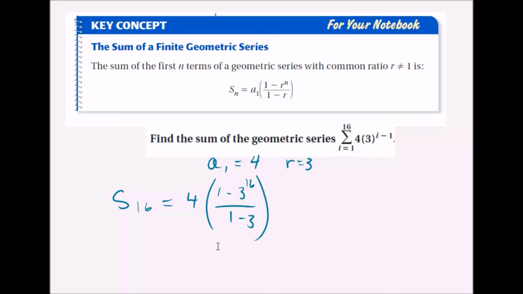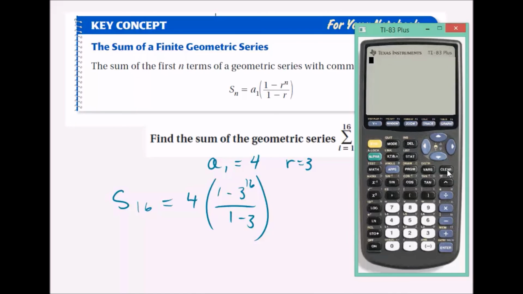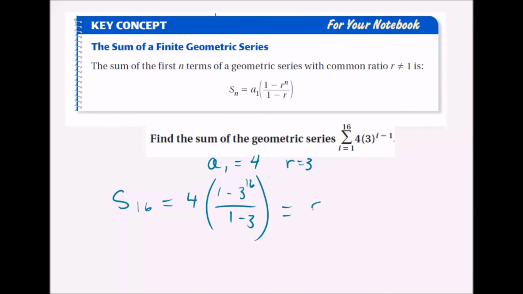We'll just have to simplify that. I think it's probably best to do these in parts, like 1 minus 3 to the 16th. We'll put that on top. So let's go with 1 minus 3 to the 16th, of course being very careful. Okay, divided by 1 minus 3, that's negative 2, times 4, and that's going to be our answer. So the sum of this series is 86,093,440.